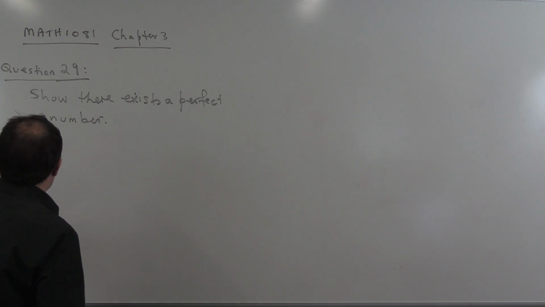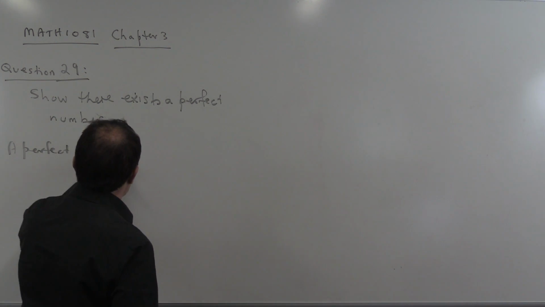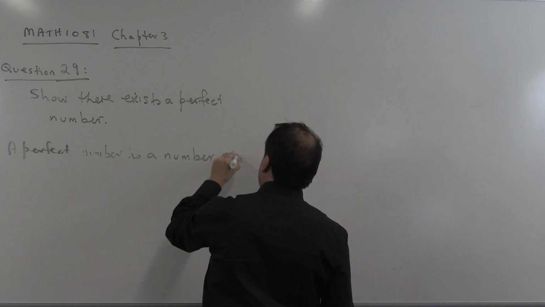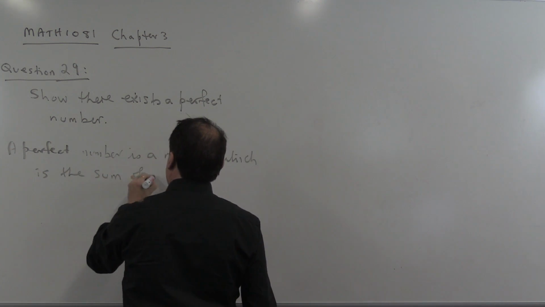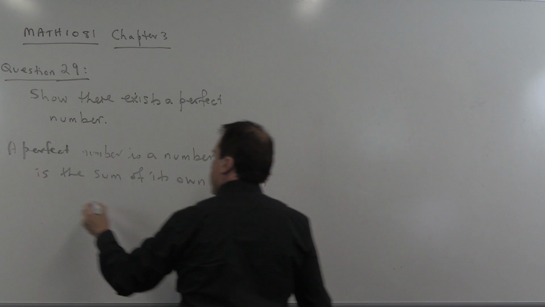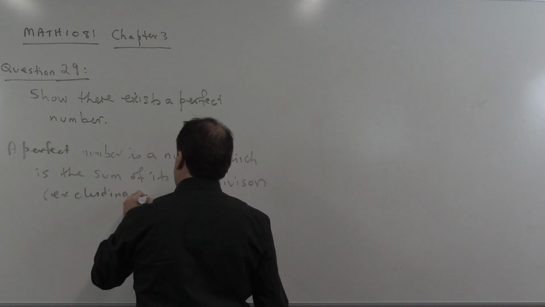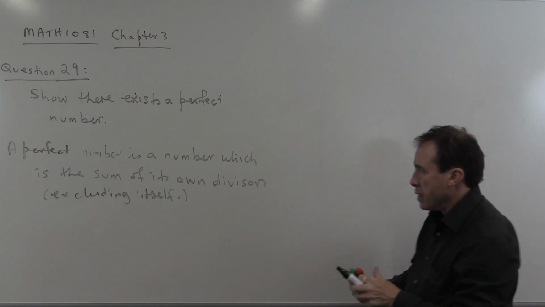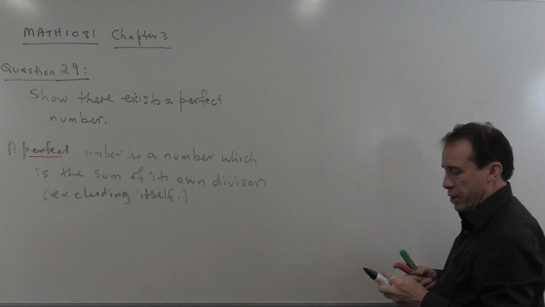So a perfect number is a number which is the sum of its own divisors. But we exclude itself, because it's always obviously divisible by itself, so we're going to exclude itself. So a perfect number is a number which is the sum of its own divisors. Well, how do we show there exists a perfect number?